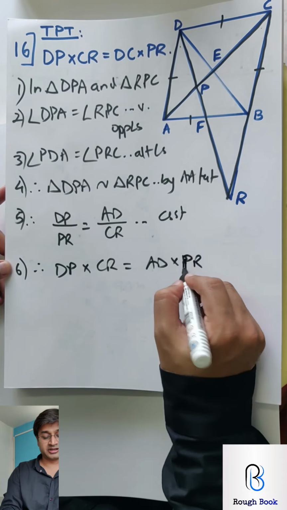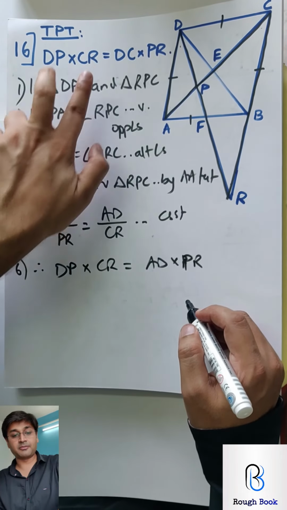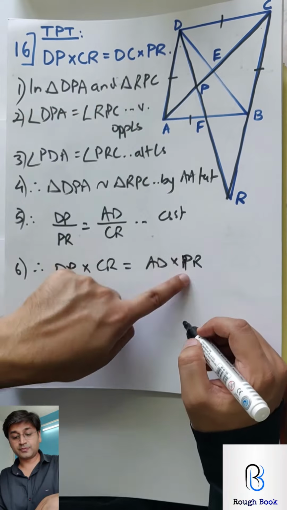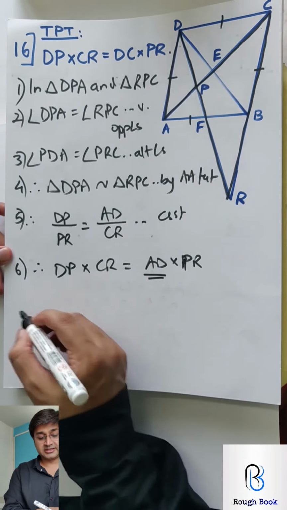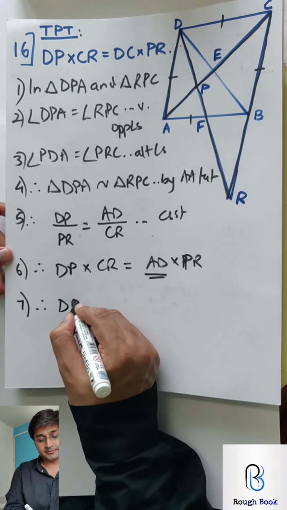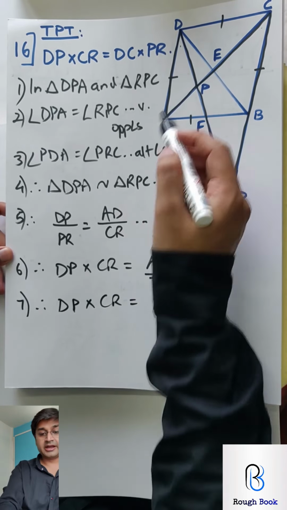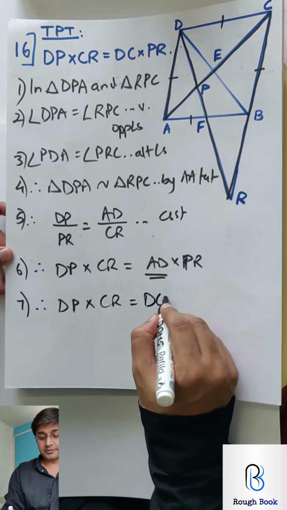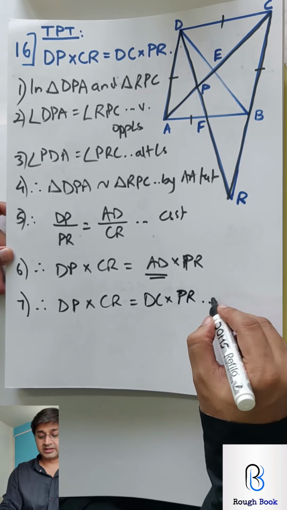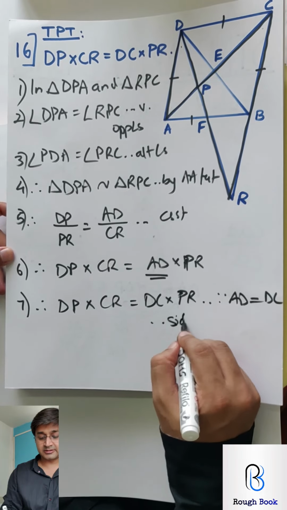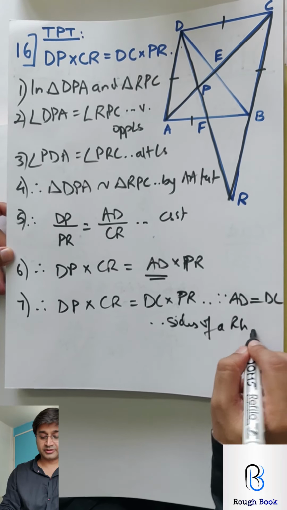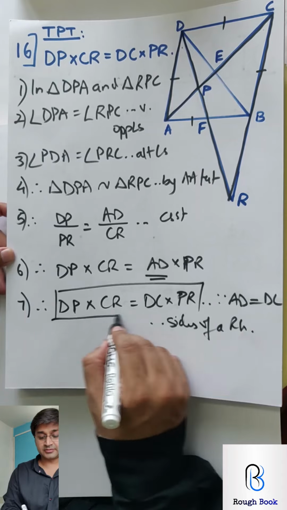No need to give any reasons for this, but now DP CR matched, DC didn't match, PR matched, so for this DC I am going to write AD as DC. So 7th step, therefore DP into CR, AD will turn out to be DC now into PR, and then you can say since AD is equal to DC, sides of a rhombus, and therefore this thing is proved.